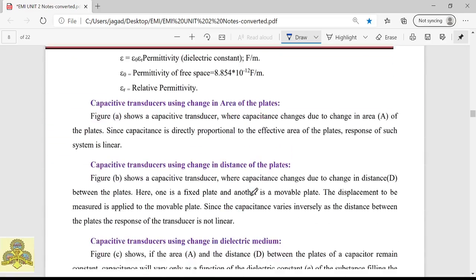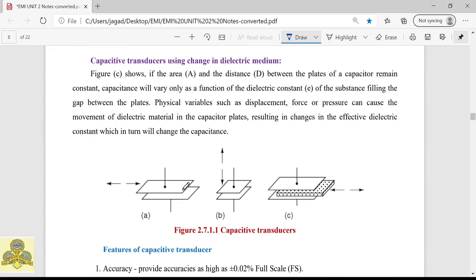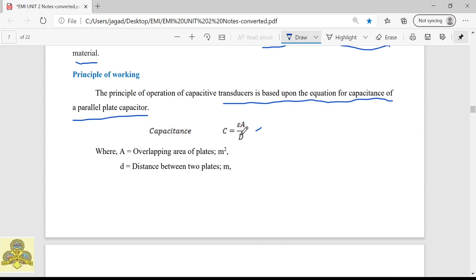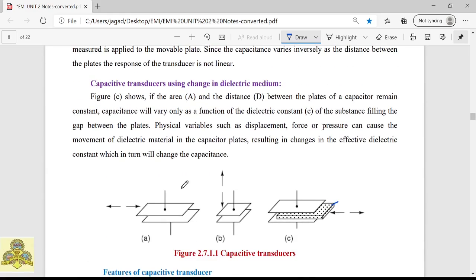Let me explain that with a capacitor. Let's say this is the capacitor which has two plates here, with a dielectric material like this. So how can capacitance be changed? As we know the formula, epsilon A by D, A is the area of the plate and D is the distance between the two plates. You can see here, this is the area. If the area is more, the capacitor can hold more charge, isn't it?